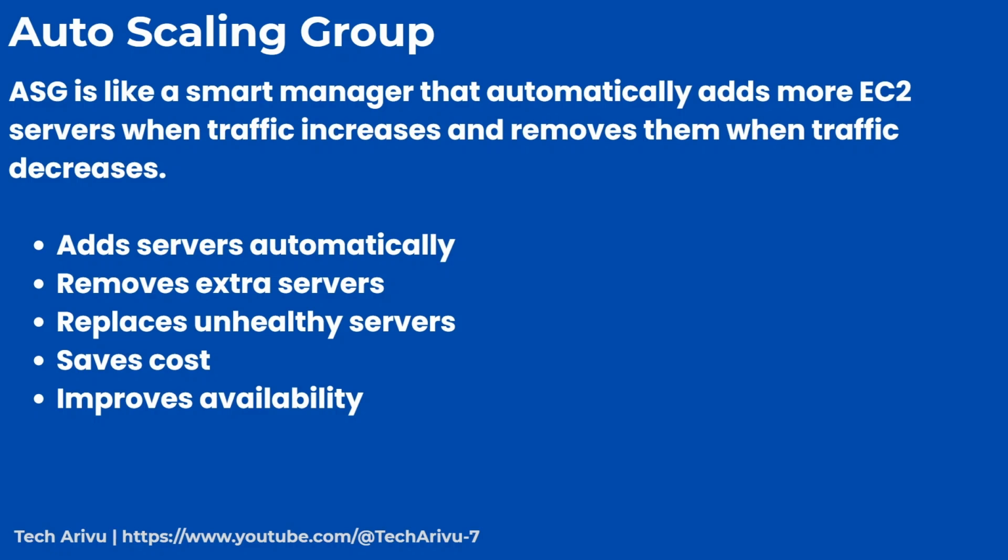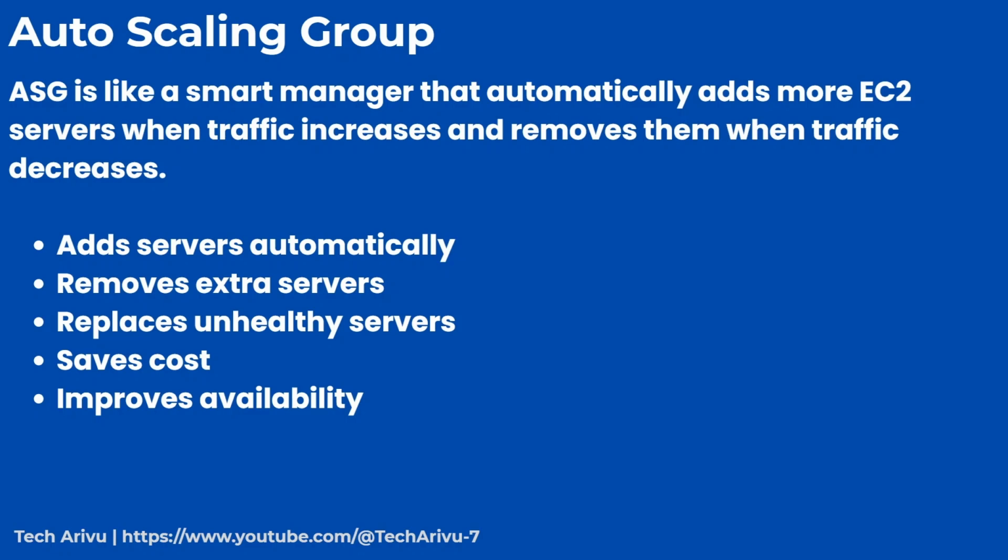Now imagine suddenly thousands of users visit our website. At that time, one server may not be enough. This is where Auto Scaling Group or ASG becomes very important. Think of it like a smart building manager. If more guests arrive, the manager opens more rooms. Similarly, ASG automatically launches more EC2 instances when traffic increases, and when traffic reduces, it removes extra servers to save cost.